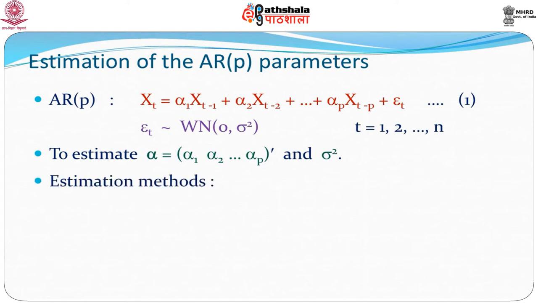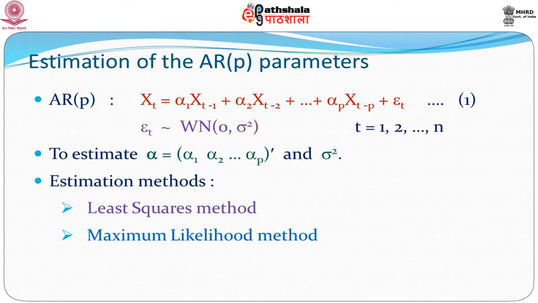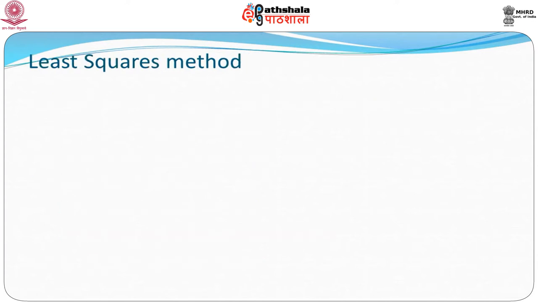There are several estimation methods. We will be looking at the least squares method, which is always the simplest. We will also be looking at the maximum likelihood method, assuming that the underlying process is normal. We will look at something which is very special to the AR(p) model, the Yule-Walker equations, and we will see how we can estimate the parameters using the Yule-Walker equations. But let us begin with the least squares method.